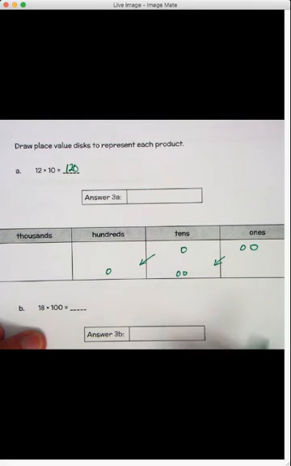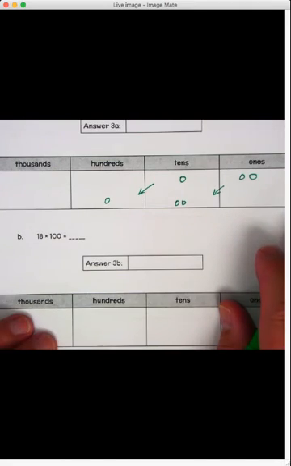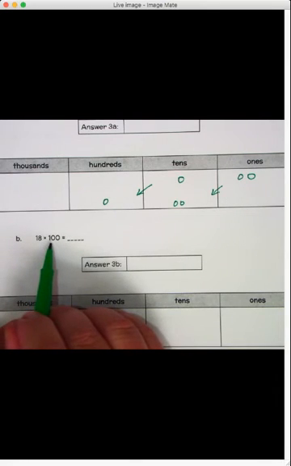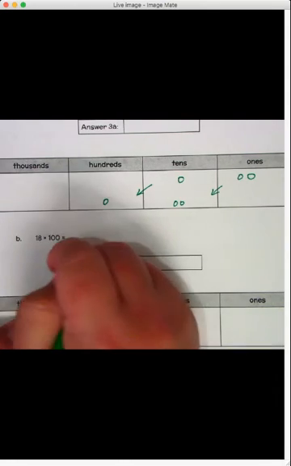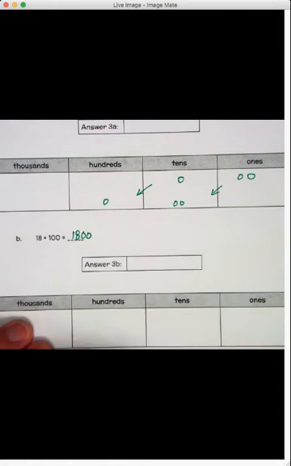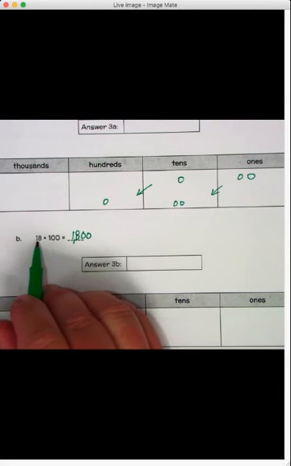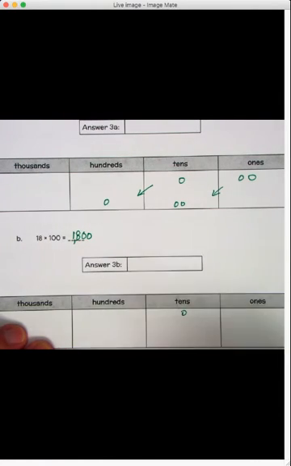Okay. All righty. 18 times 100. Same thing. We're going to write the 18 down. How many zeros are we going to add? 1, 2, because we're multiplying by 100. Put your comma where it goes. Okay, but let's draw it out to make sure we know what we're doing. 18 would be 1 ten and 8 ones. 1, 2, 3, 4, 5, 6, 7, 8.